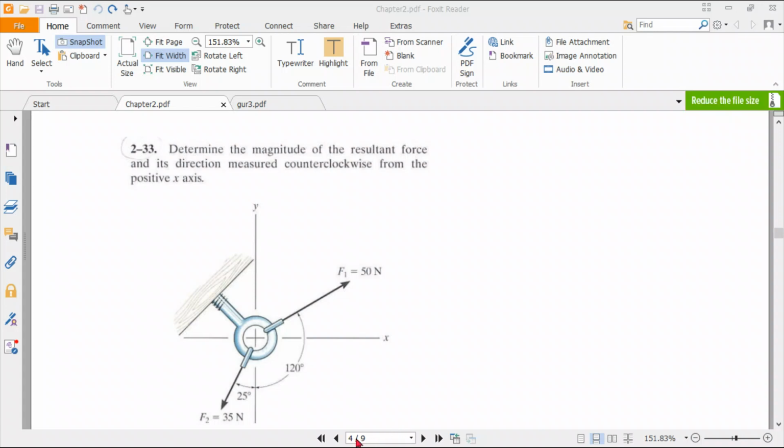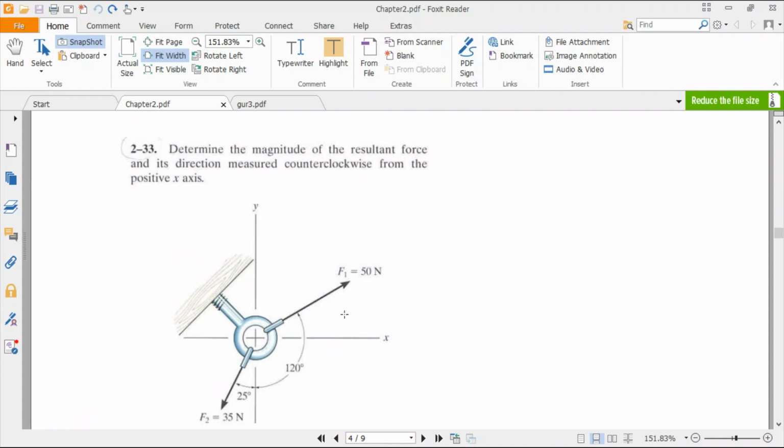Okay, so our problem is 233. Let's read the question first. Determine the magnitude of the resultant force and its direction measured counterclockwise from the positive x-axis. So it asks us to calculate the resultant force.